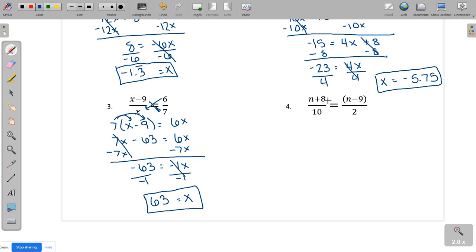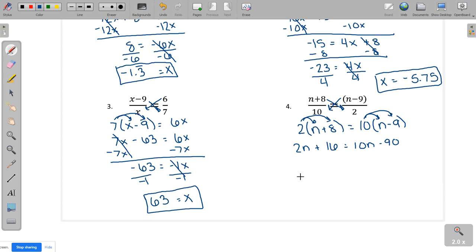The last problem, cross multiply. So we get 2 times (n plus 8) equaling, cross multiply, 10 times (n minus 9). Distribute. 2n plus 16 equaling, distribute again, 10n minus 90.